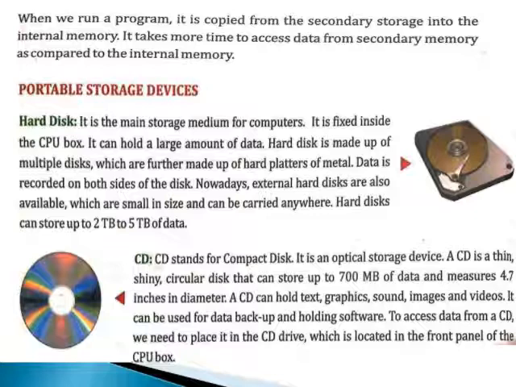CD. CD stands for compact disc. It is an optical storage device. A CD is a thin, shiny, circular disc that can store up to 700 MB of data and measures 4.7 inches in diameter. A CD can hold text, graphics, sound, images, and videos. It can be used for data backup and holding software. To access data from a CD, we need to place it in the CD drive, which is located in the front panel of the CPU box.